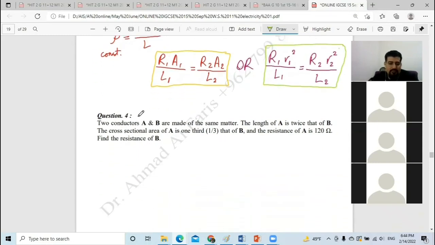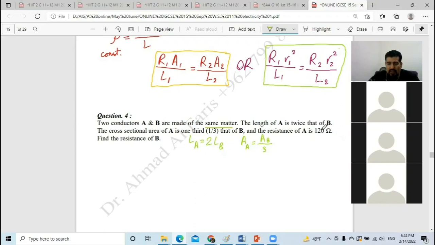Okay, look here at this question. Two conductors A and B are made of the same material, so I can use one of these equations. The length of wire A is twice the length of wire B. So the length of wire A equals twice the length of wire B. This is the first information. The cross-section area of A is 1/3 of the cross-section area of B. So the cross-section area of wire A equals the cross-section area of wire B divided by 3.